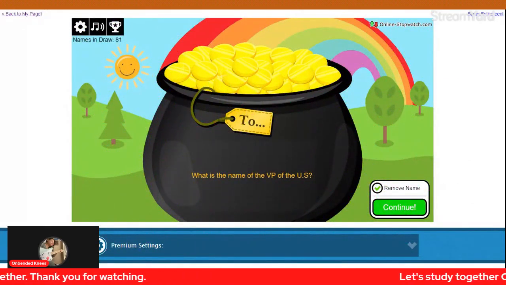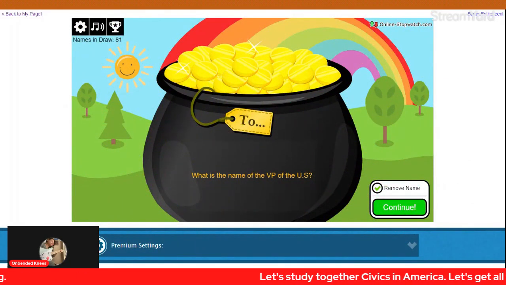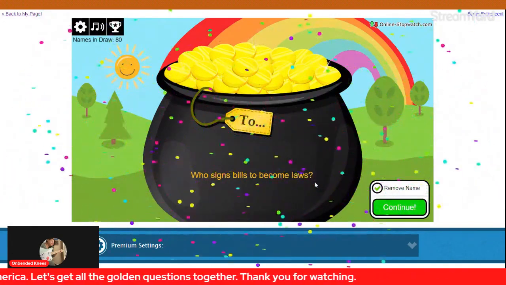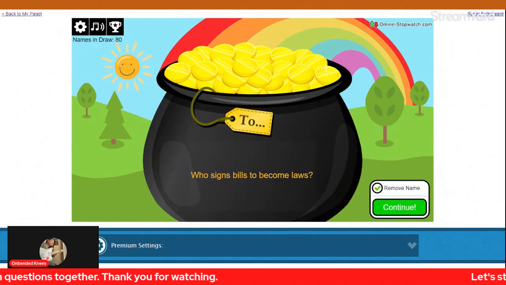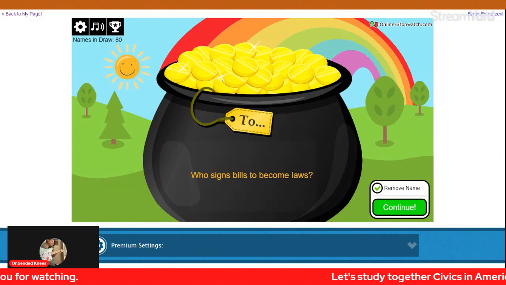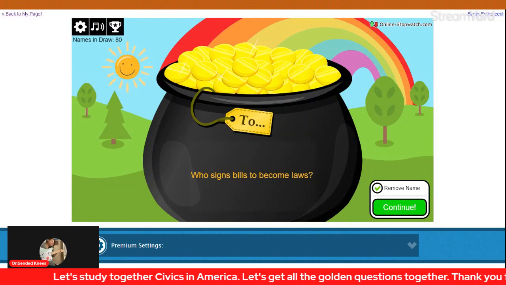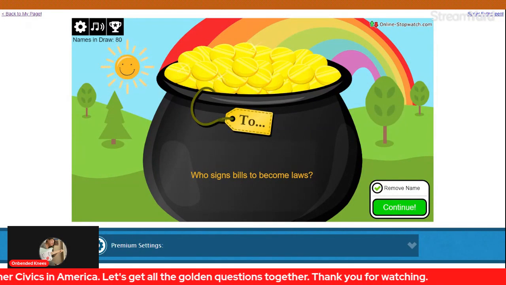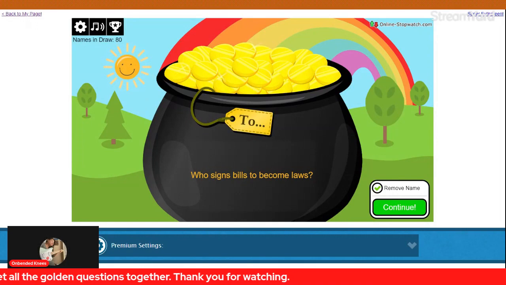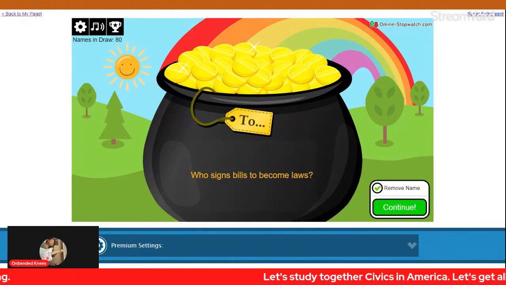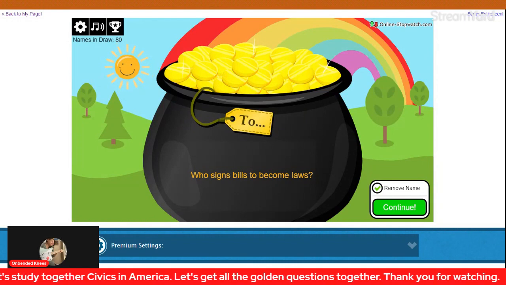Name of the VP. VP stands for Vice President in the U.S. now. Of course, Kamala Harris. Next, laws. It's the president who signs bills to become laws, the one who vetoes the bill and signs the bill. President.